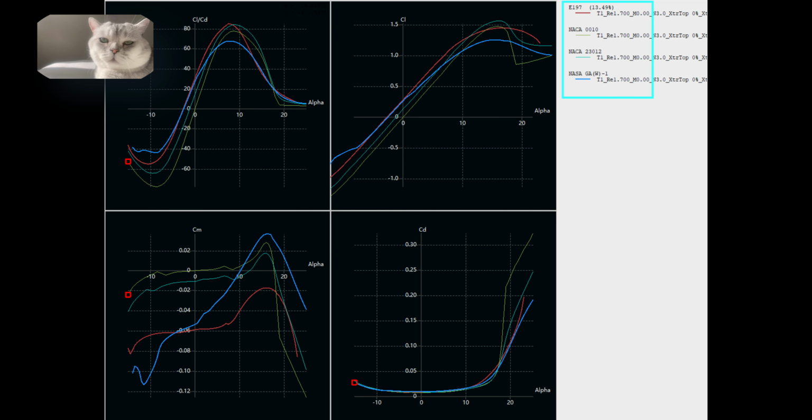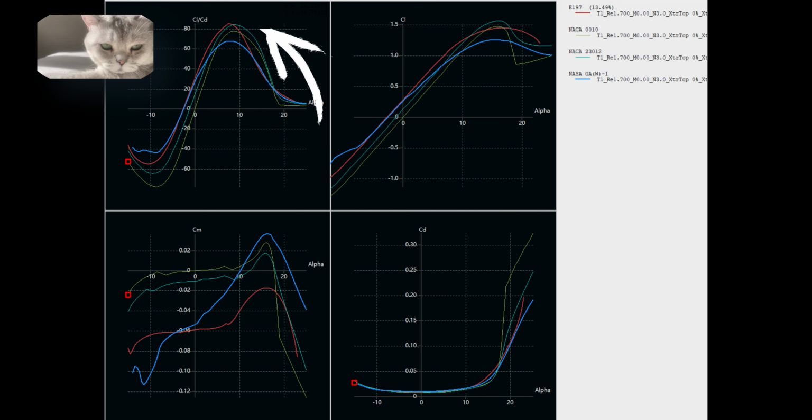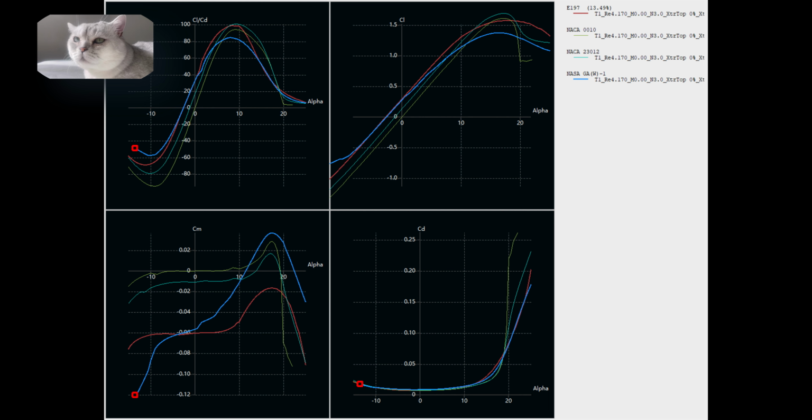NACA 2312 and GAW1 show the best efficiency, CL/CD, ideal for longer flight. GAW1 has a good stall margin but lower CL, while E197 and NACA 23012 generate more lift. For stability, CM, NACA 23012 stays steady at moderate angles, while E197 varies more at high angles.